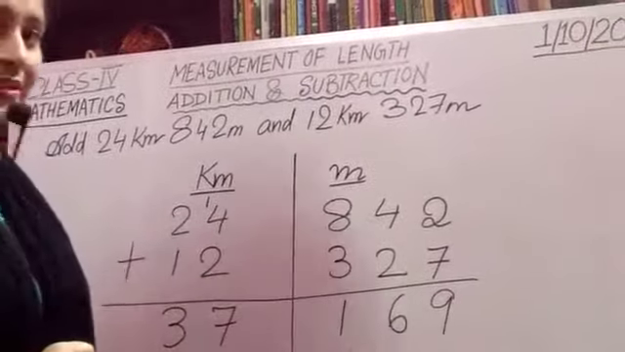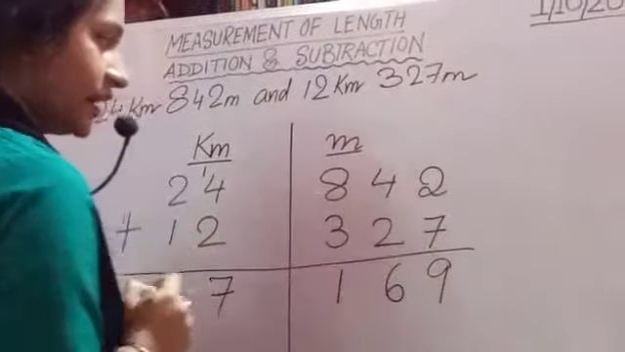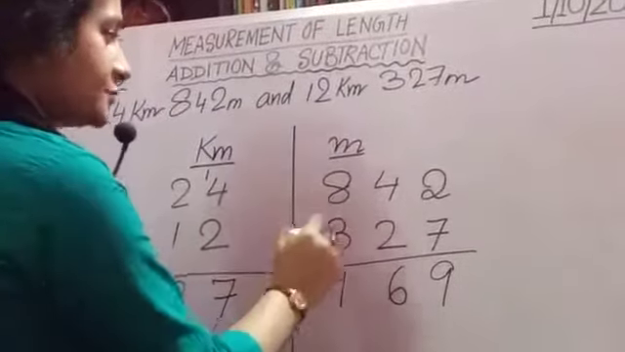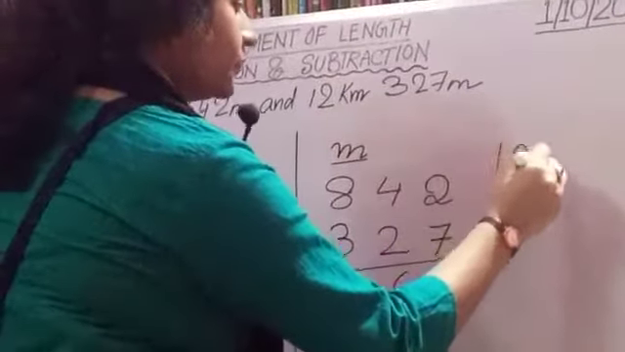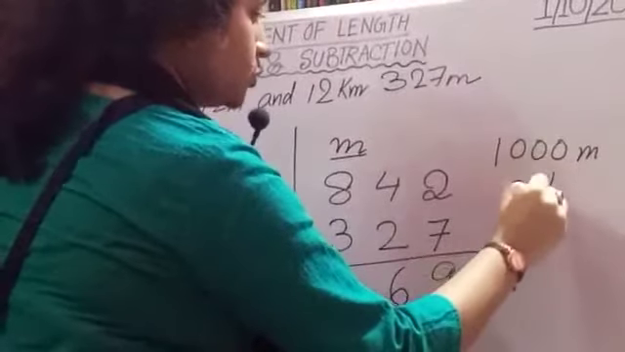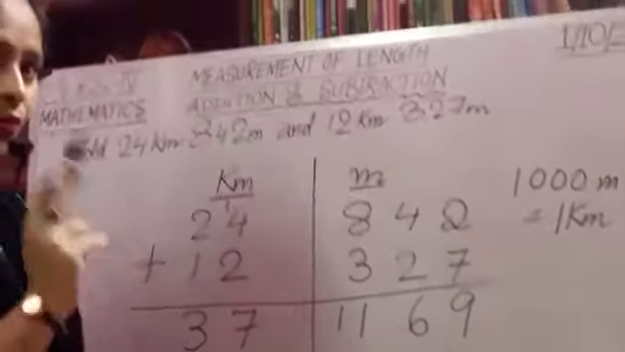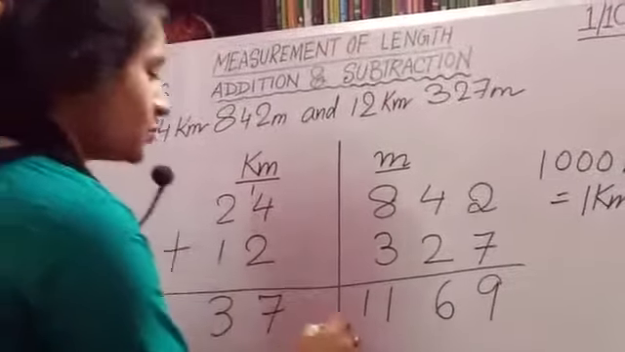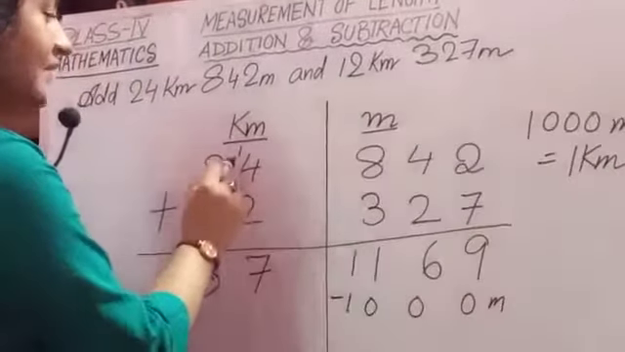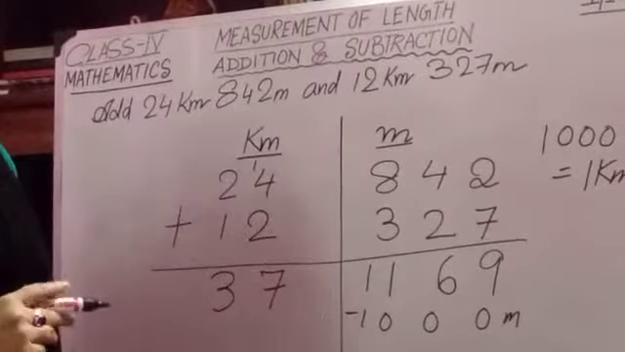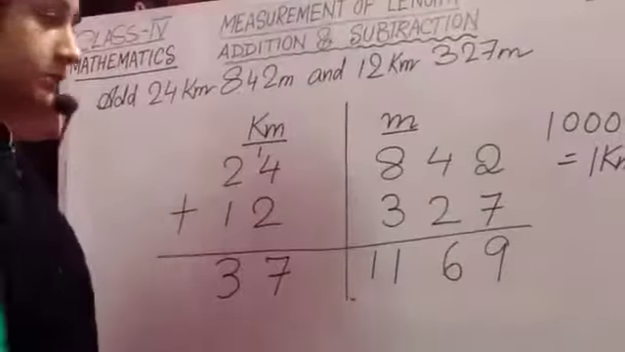Now children, I want to tell you one thing here, that actually what we have done is 7 plus 2 is 9, 4 plus 2 is 6, 8 plus 3 is 11, right? Now as we know, 1000 meter is equal to 1 kilometer, isn't it? So I have to remove 1000 meters or 1 kilometer from here, right? So I have removed 1000 meters from here and this 1000 meter has been added here as 1 kilometer. Have you understood children what we have done here? So we have got our final answer.